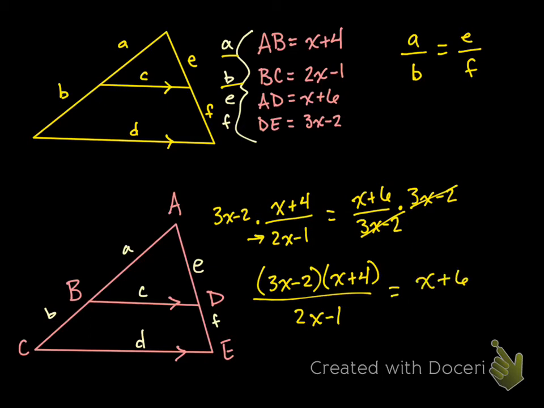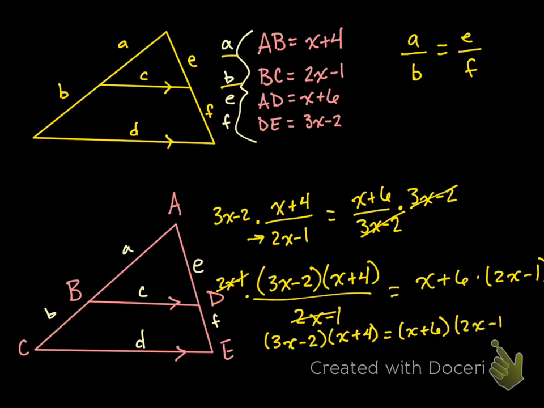Okay, now we need to multiply by 2x minus 1 to get rid of that 2x minus 1 there. I'm going to multiply by that there. They'll cancel here. We end up with 3x minus 2 times x plus 4 equals x plus 6 times 2x minus 1. And now we need to FOIL. So this is going back to some of our algebra review.